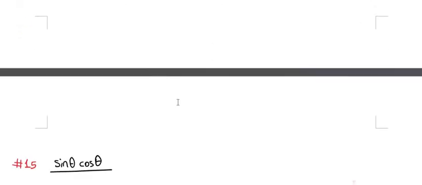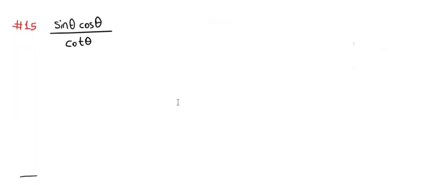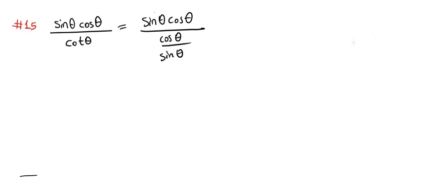Let's check number 15. Again, feel free to pause and then work and compare with my work. We have sine, cosine on top, cotangent in the bottom. So we can convert cotangent to cosine over sine. Sine theta multiplied by cosine theta. Instead of cotangent theta, we can write cosine theta over sine theta.